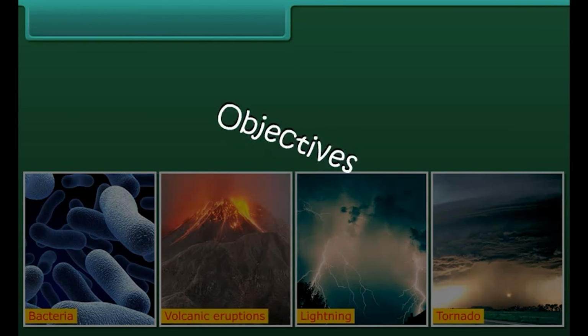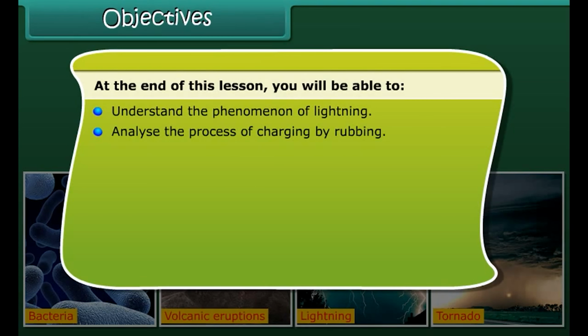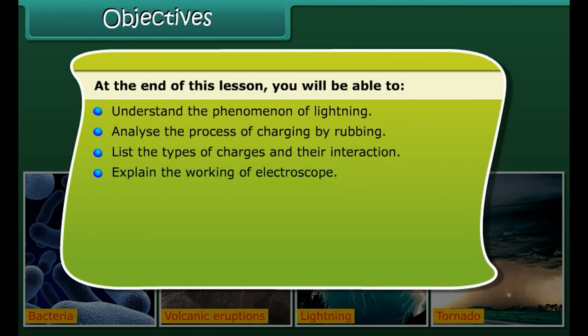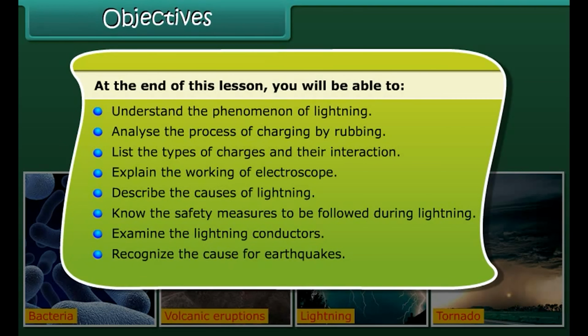Objectives. At the end of this lesson, you will be able to understand the phenomenon of lightning, analyze the process of charging by rubbing, list the types of charges and their interaction, explain the working of electroscope, describe the causes of lightning, know the safety measures to be followed during lightning, examine the lightning conductors, recognize the cause for earthquakes, identify the precautions to be taken during earthquakes.